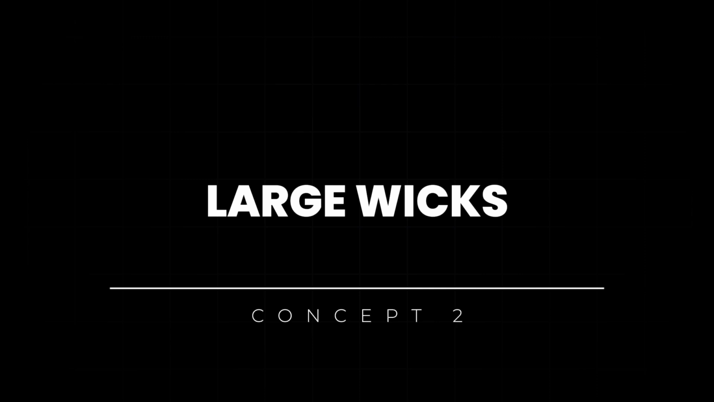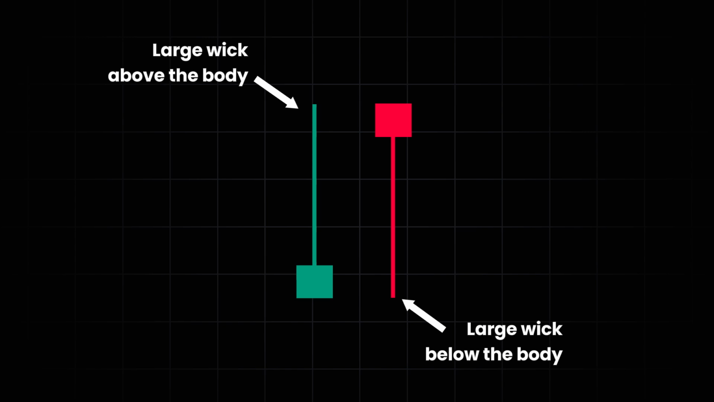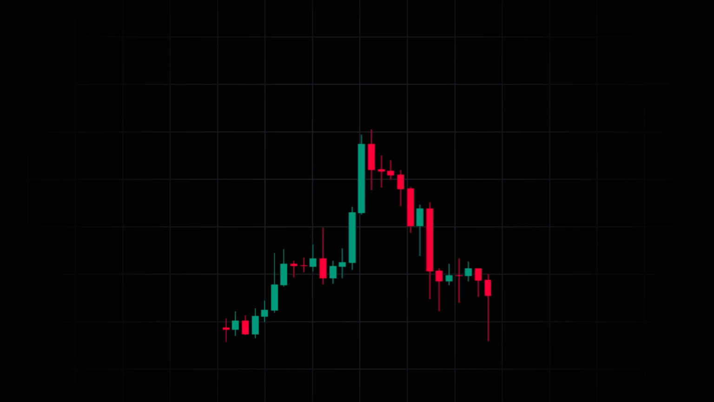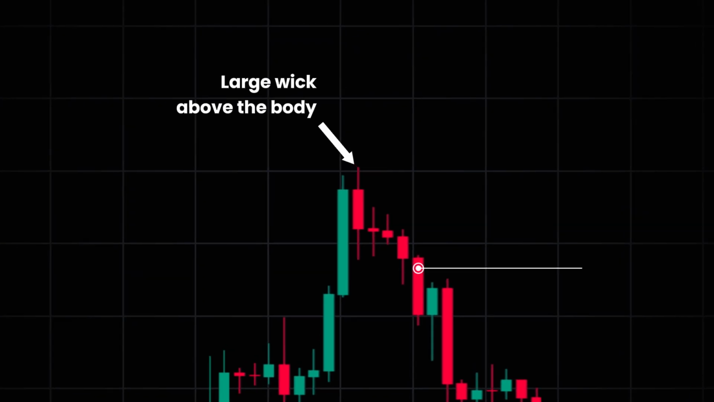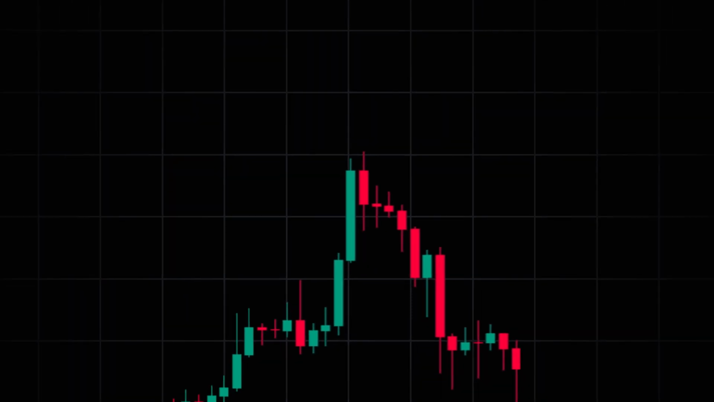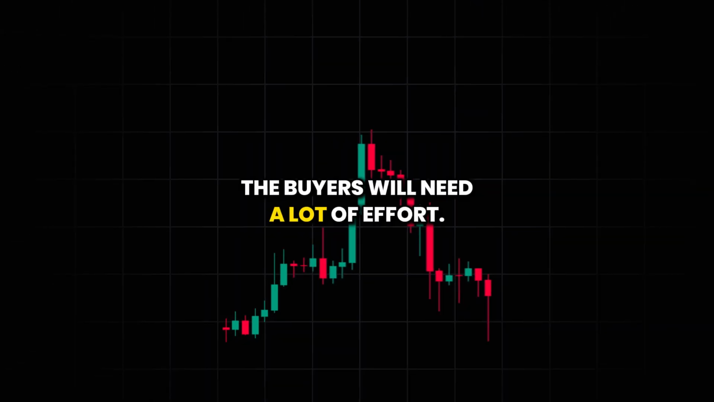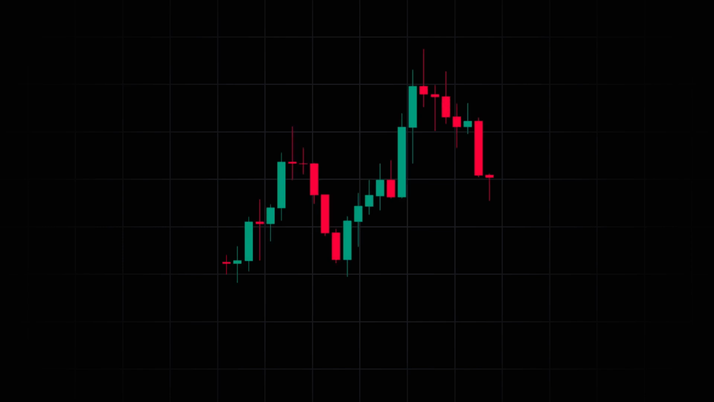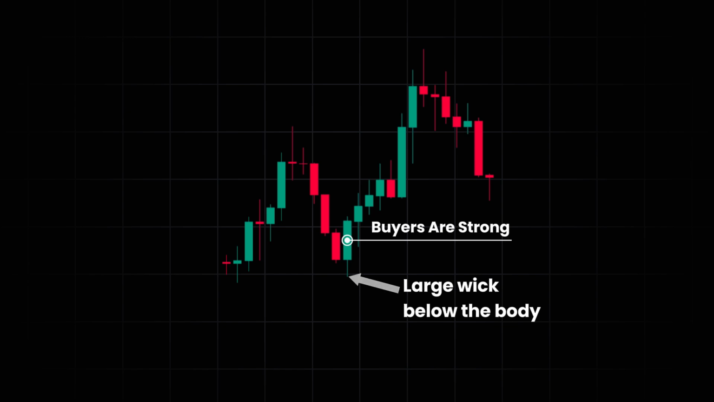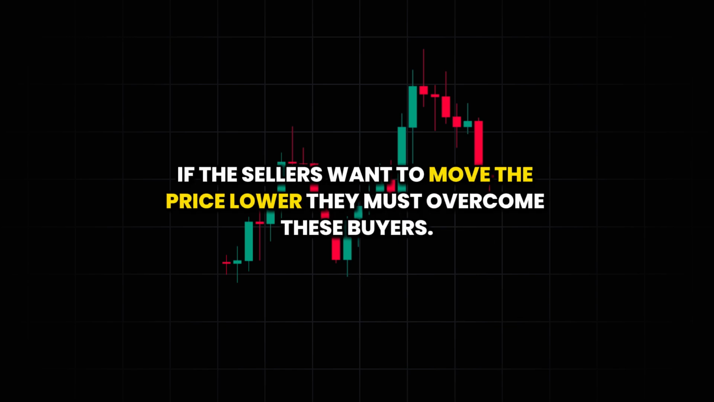Concept 2. Large wicks. Whenever we spot a large wick above or below the body, it gives us a strong clue about the price action. If we spot a large wick above the body, it shows us that the sellers are strongly selling on these levels. For the price action to move higher, the buyers will need a lot of effort. Similarly, if we spot a large wick below the body, it shows us that the buyers are strongly buying at these lower levels. If the sellers want to move the price lower, they must overcome these buyers.